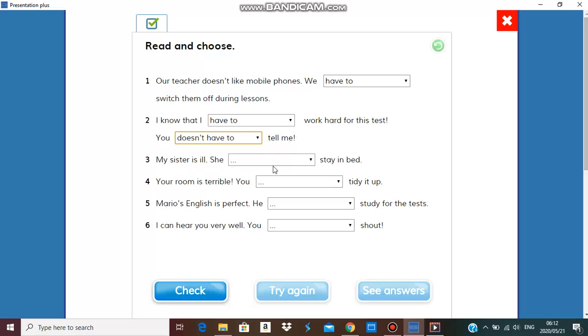My sister is ill. Has. She has to stay in bed. Your room is terrible. You have to tidy it up. Mario's English is perfect. He doesn't have to study for the tests. I can hear you very well. You don't have to shout.